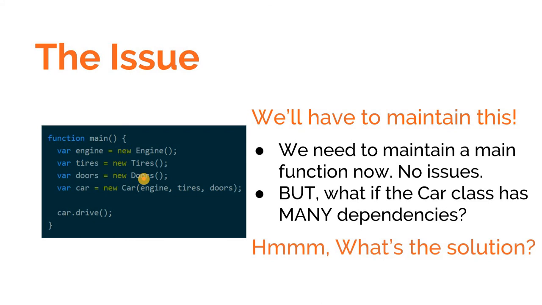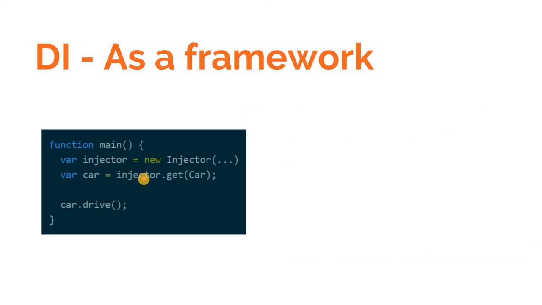So what exactly is the solution? Well, the solution is dependency injection as a framework. Dependency injection as a framework means that there would be some framework for us that would do all this hard work for us. We'll just have to use that framework to get instances of whatever class we want.